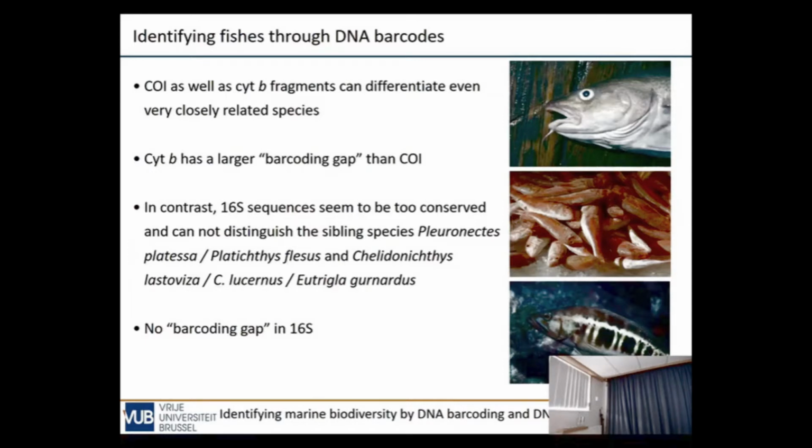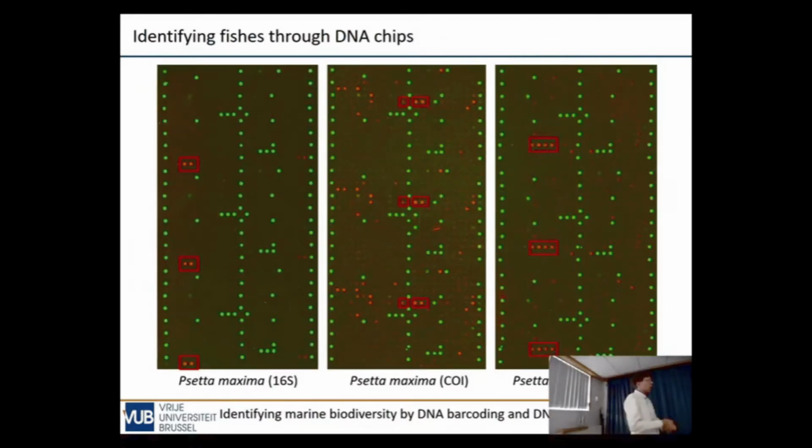In contrast, 16S, as I said, you cannot distinguish closely related species, and there's also no barcoding gap. So when you use 16S sequences for species identification, you run into trouble with closely related species. So now we designed the probes based on the DNA sequences and spotted them on a microarray.